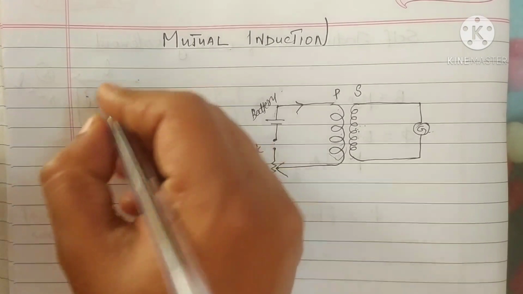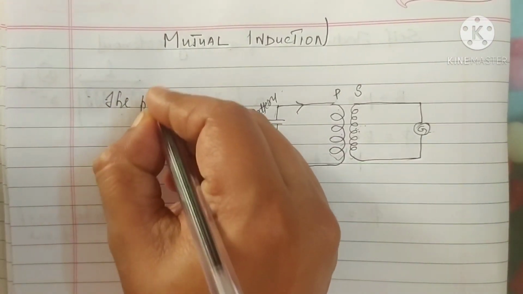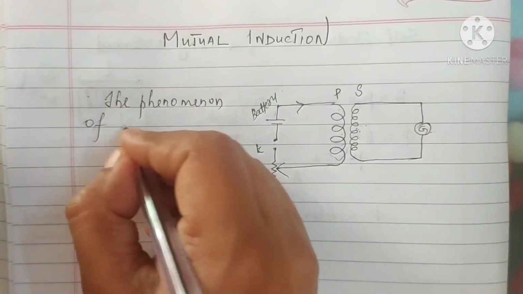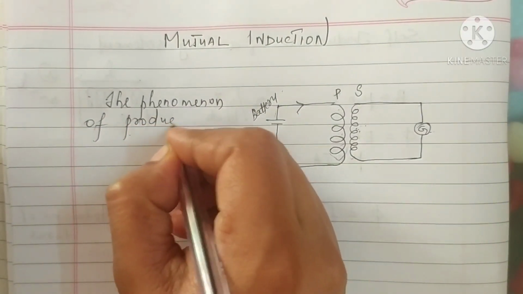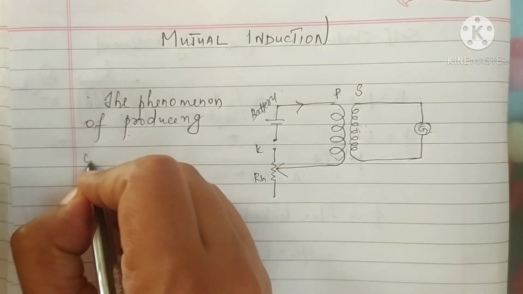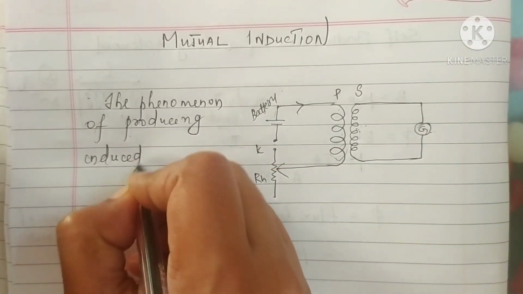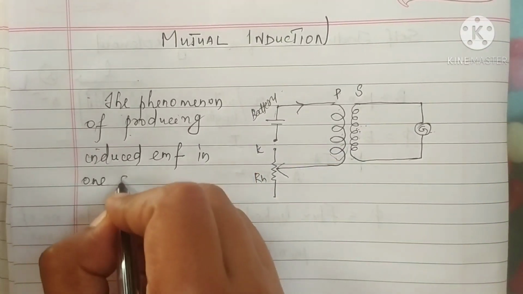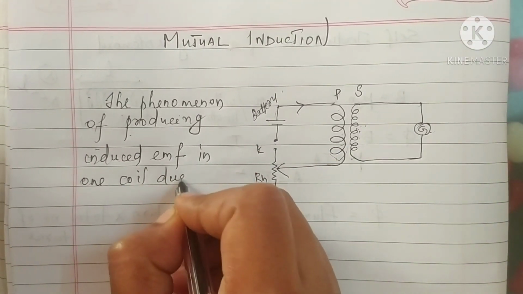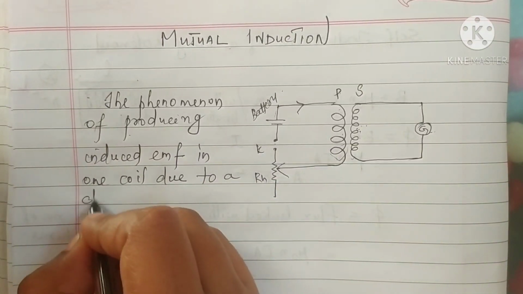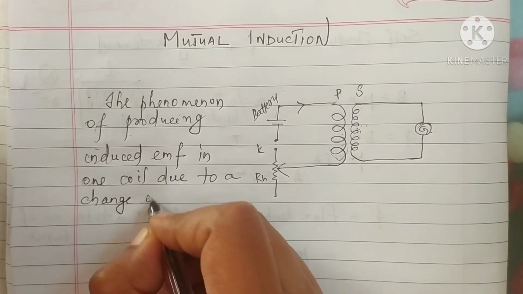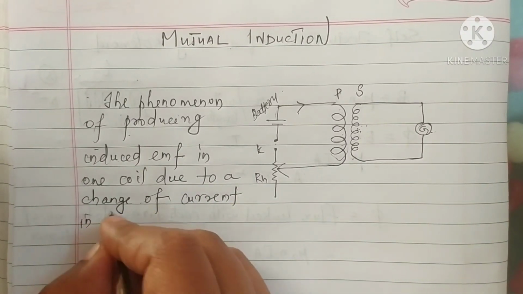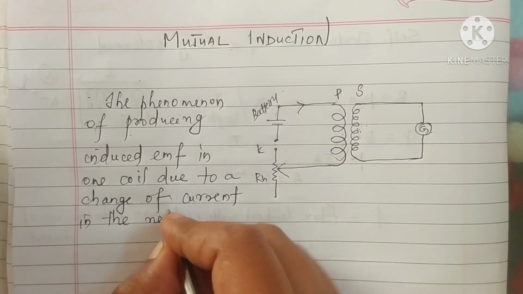So it can be defined as the phenomenon of producing induced EMF in one coil due to a change of current in the neighboring coil.